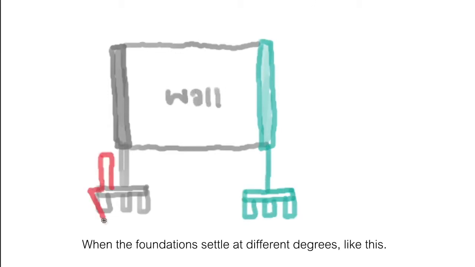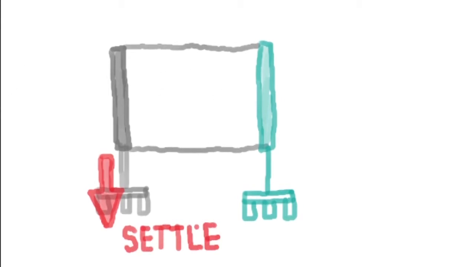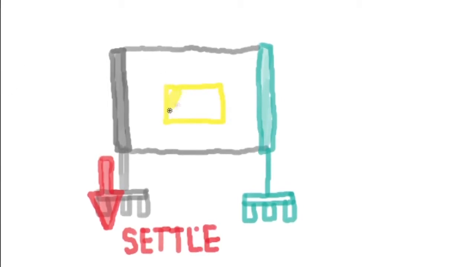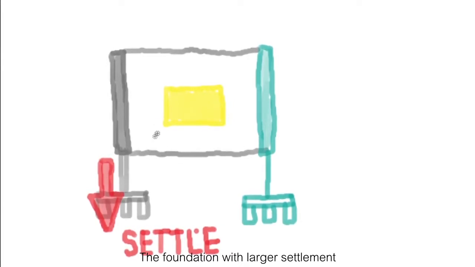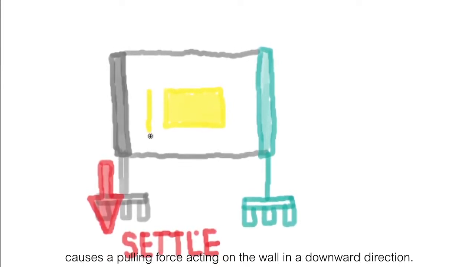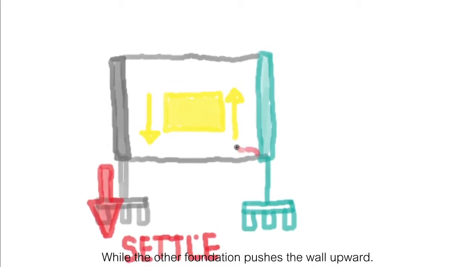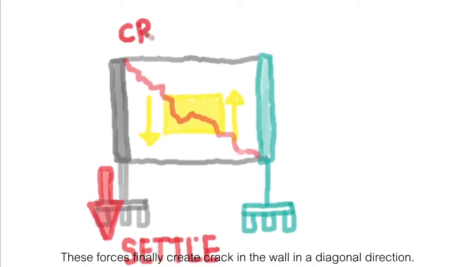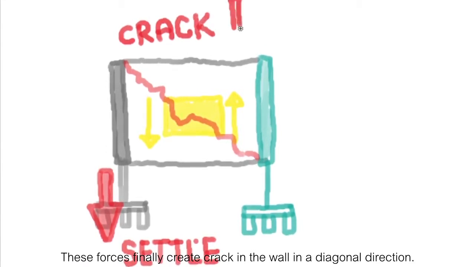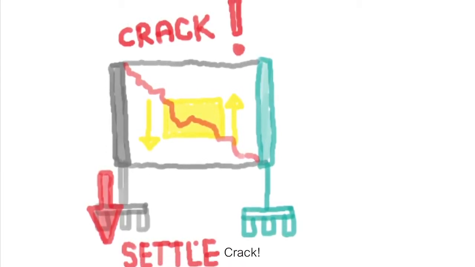When the foundations settle at different degrees like this, the foundation with larger settlement causes a pulling force acting on the wall in a downward direction, while the other foundation pushes the wall upward. These forces finally created cracks in the wall in diagonal directions.